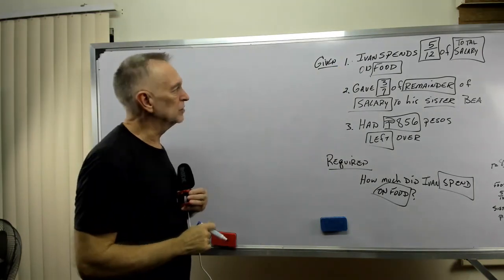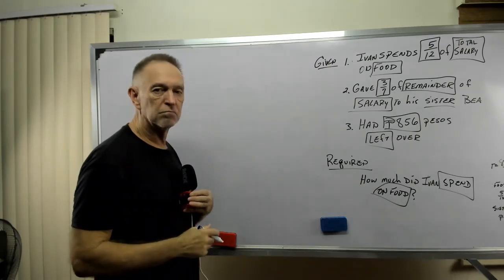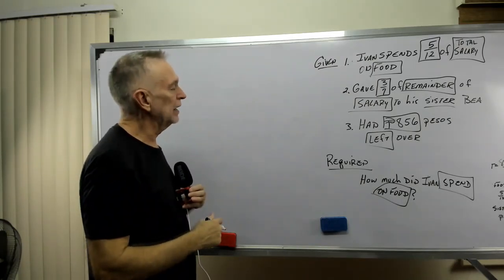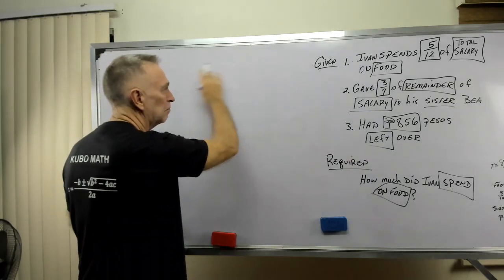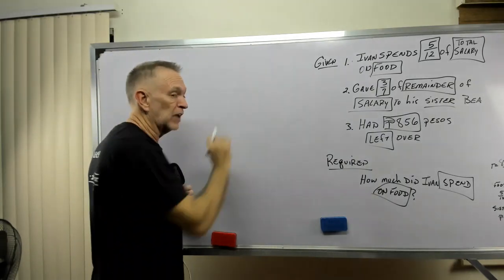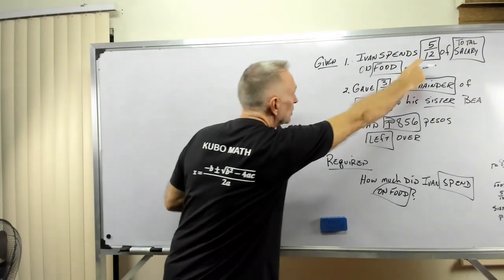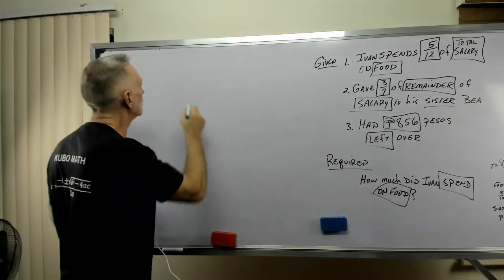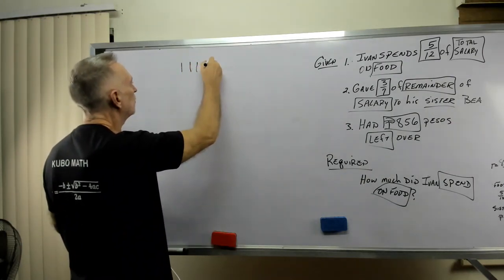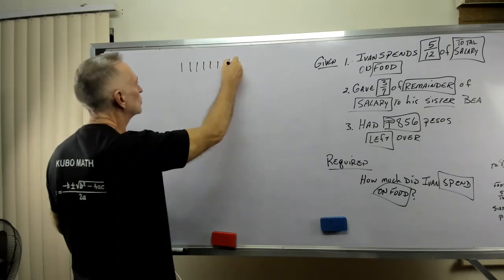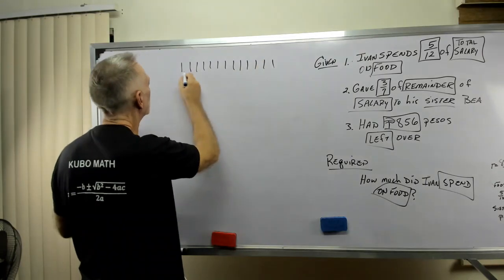now let's just look at this first set of comments here. 5/12 total salary food. Well, what does that mean? If I drew a big block up here and divided that block, and called that block total salary, and broke it into 12 pieces, let's do that. All right, so we've got 1, 2, 3, 4, 5, 6, 7, 8, 9, 10, 11, 12.